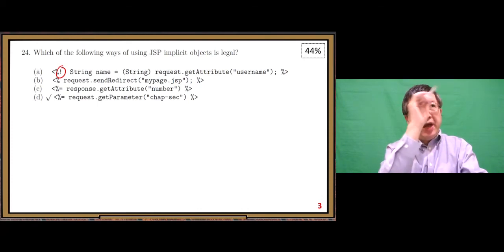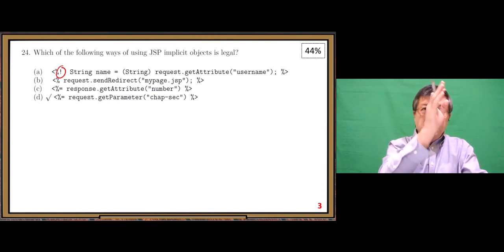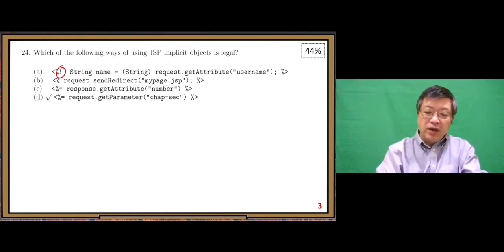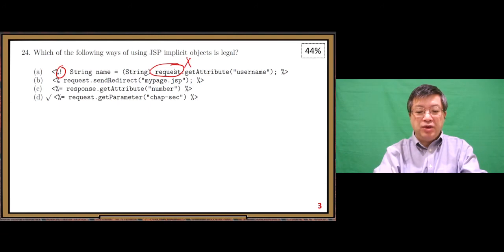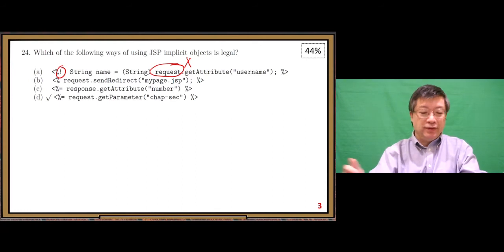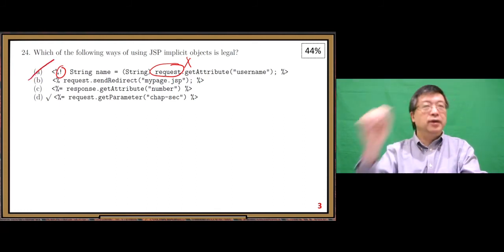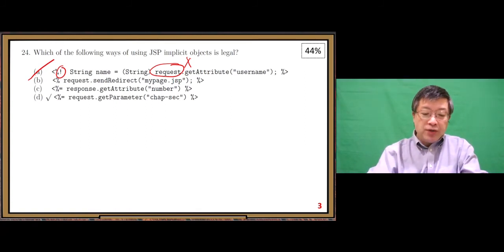Declaration, right? JSP declaration. So that's the JSP declaration element. In a JSP declaration, we cannot use the implicit object request. We cannot use that. Illegal. So A, cross out.